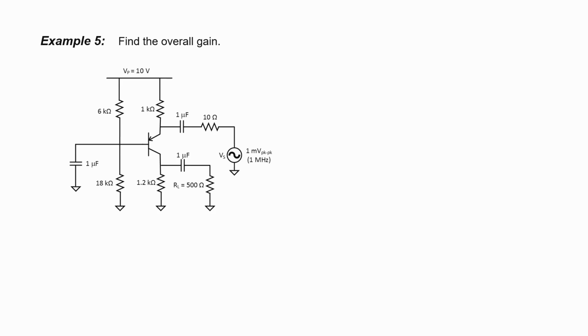That wraps it up for the common emitter, but now I'd like to look at an example of a common base amplifier made with a PNP transistor. We can immediately see that it's common base because the base is attached to the common or the ground through that 1 microfarad capacitor. Let's start off as we did in the previous examples with the DC bias check.